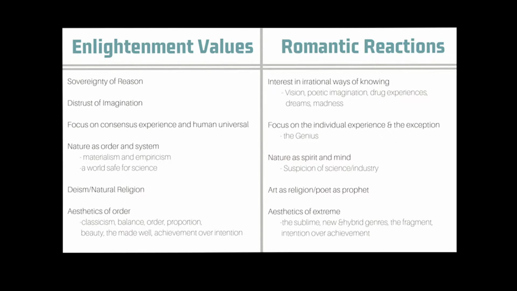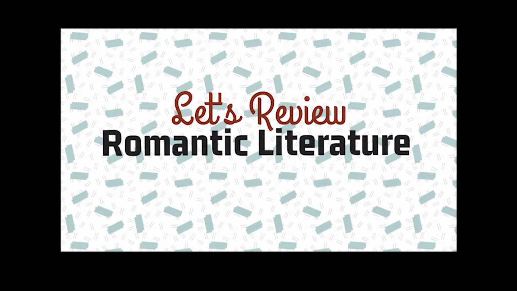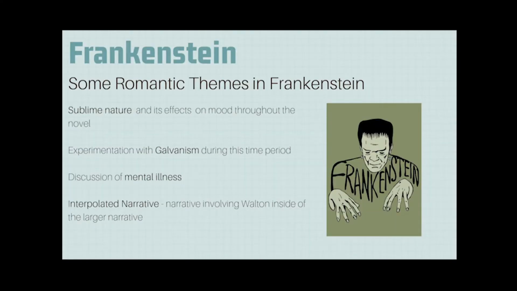Now we're going to talk about romantic literature. This is capital R romantic, so things probably won't be getting too steamy. We're going to focus on Frankenstein, Diary of a Madman, and Final Harvest. First of all, we have Frankenstein, and Frankenstein has quite a few romantic themes in it.